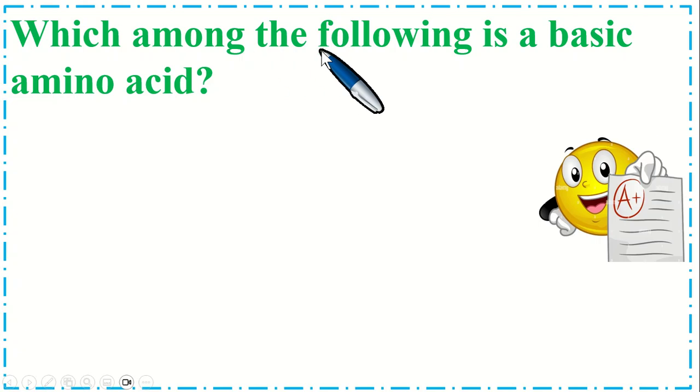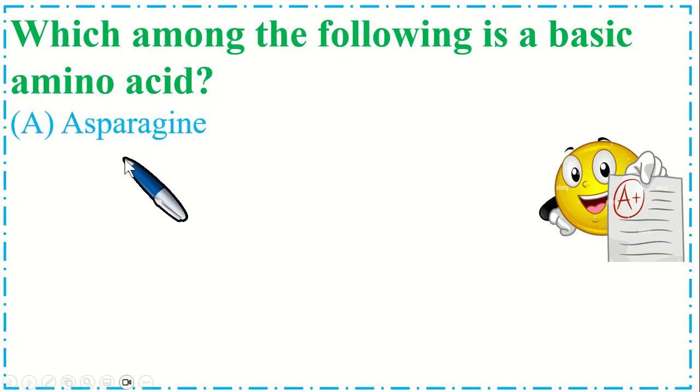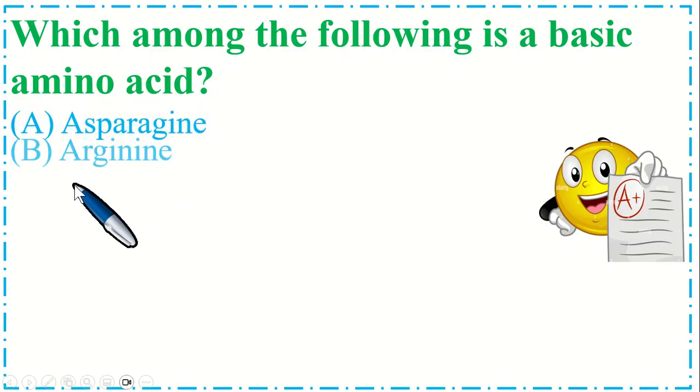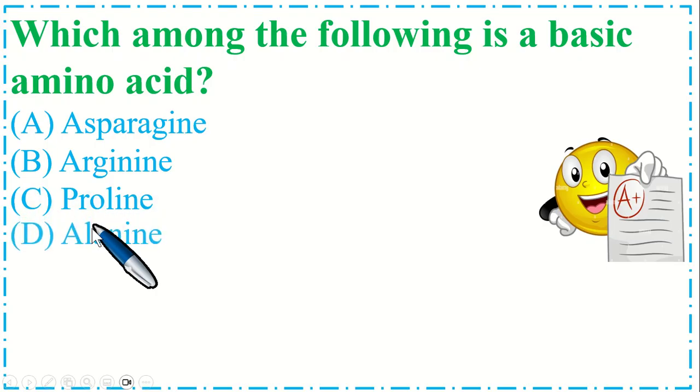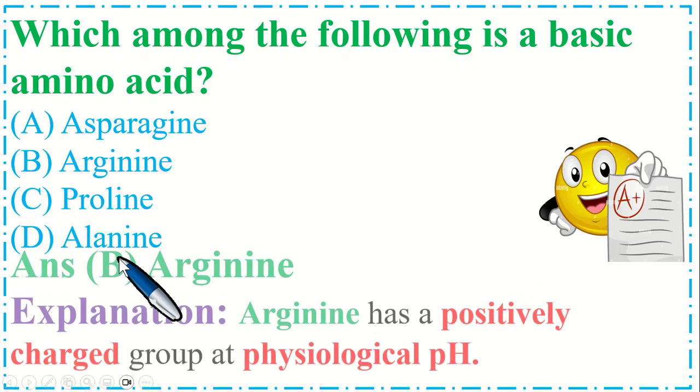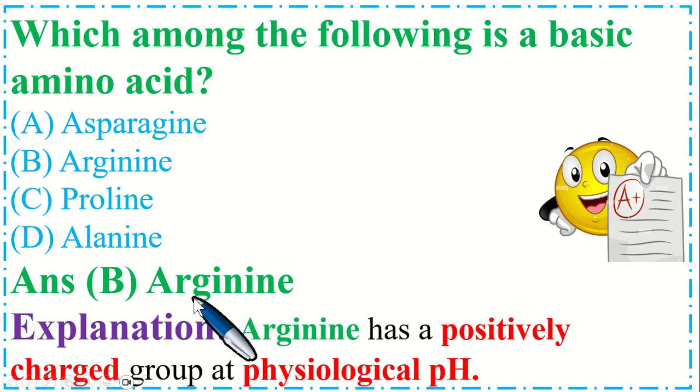Which among the following is a basic amino acid? Option A, asparagine, B, arginine, C, proline, and option D, alanine. So the correct option is B, arginine. Arginine has a positively charged group at physiological pH.